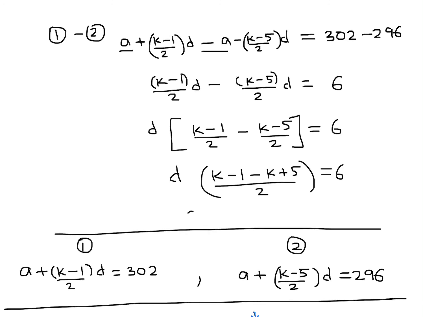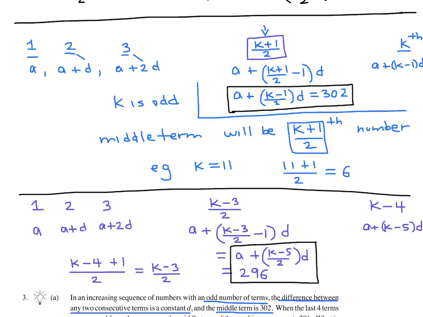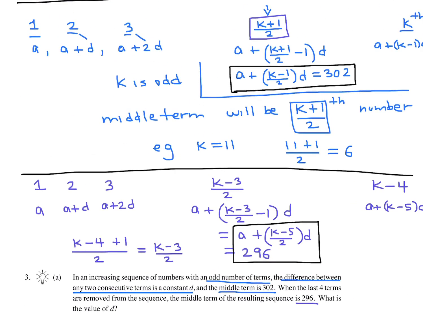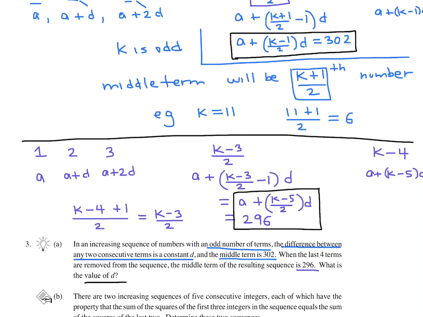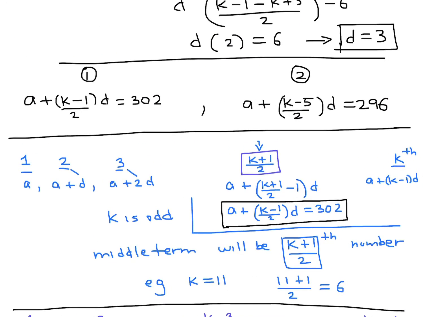And the k's cancel. Great. So 5 minus 1 is 4, 4 over 2 is 2. So 2d is equal to 6, and therefore d is equal to 3. There you go. That is what they wanted in the question: calculate the value of d. So we got d to be 3 right here.